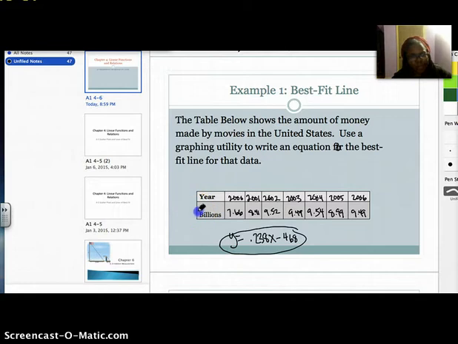In this case, y means the billions of dollars in terms of income, right? We could probably use a better variable, but this is y and this part is x, and x would be the year. So if I take the year and multiply it by 0.238 and subtract 468, I would get the approximate amount of billions of dollars that the movie industry in the United States has earned in that particular time.